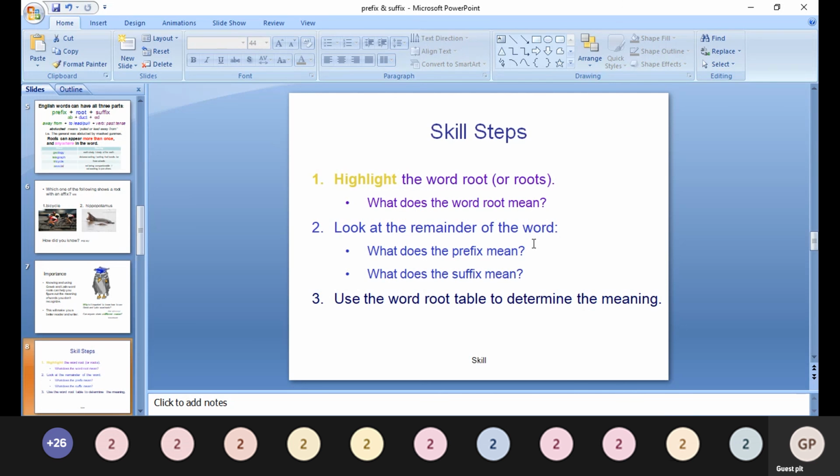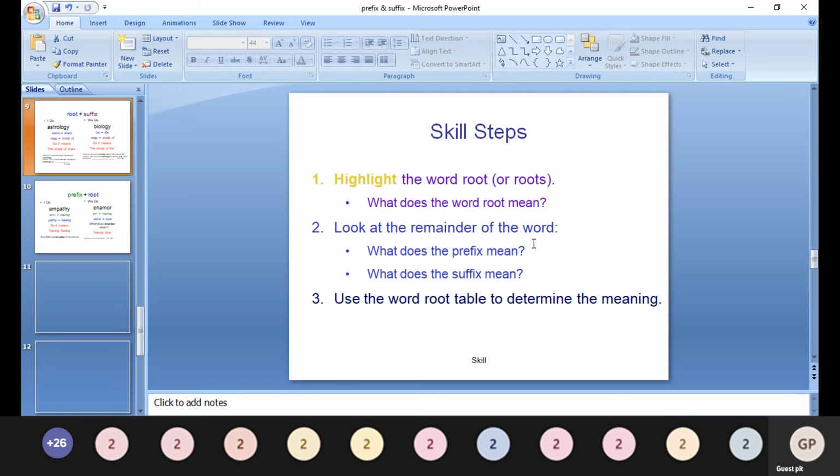Skill steps: highlight the word root or roots. What does the word root mean? You first try to locate the word root and try to guess the meaning of the word root. Look at the remainder of the word. What does the prefix mean? Then you look at the prefix. Then you look at the suffix. Use the word root table to determine the meaning.